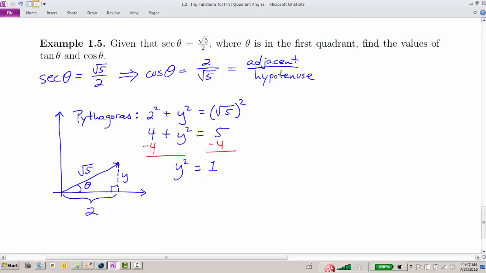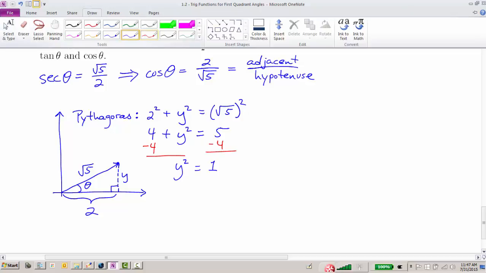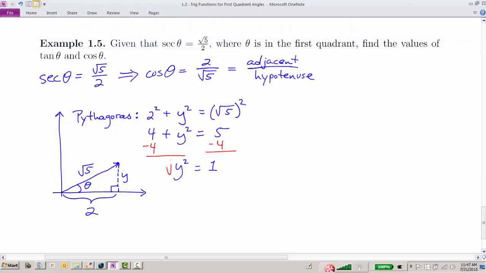So y squared is equal to 1, and we saw in the last example that if we know the value of the square of some variable, all we need to do is take the square root. The square root of 1 is 1.